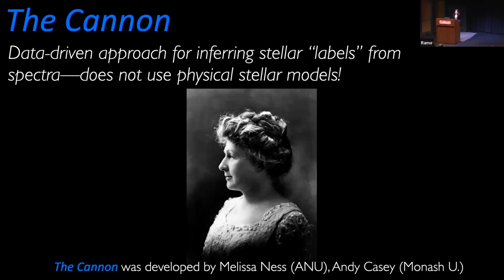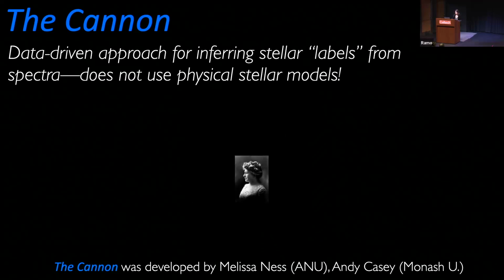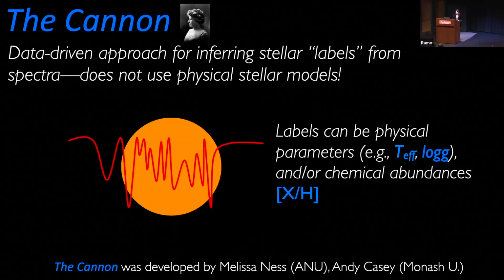It's named in honor of Annie Jump Cannon, who was an astronomer and computer at Harvard College Observatory and who led the efforts to establish the first and still current stellar classification system. In a nutshell, the Cannon works by utilizing a training set of stars and their spectra that have well-determined labels, and then the Cannon uses that training set to construct flux models that can be applied to other stars to determine their labels.